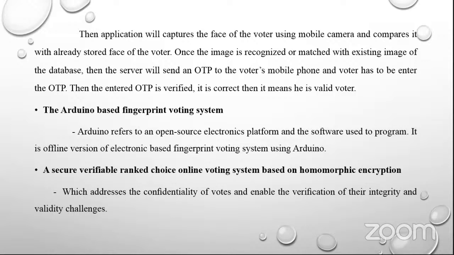Arduino based fingerprint voting system. Here the Arduino UNO with ATmega328 is used for this method. It can create a database for all the citizens, like one database for one district. It is an offline version of the electronic fingerprint voting system.